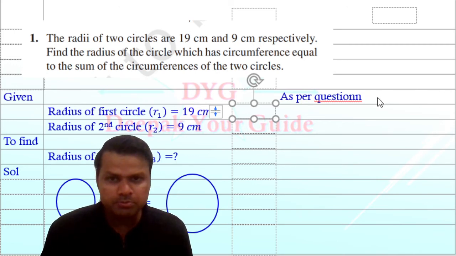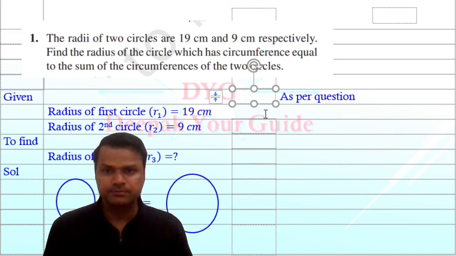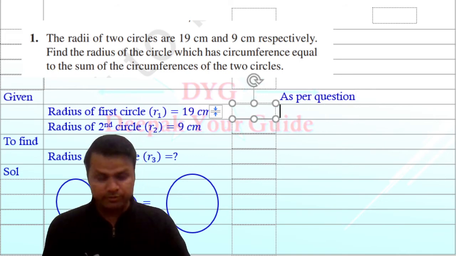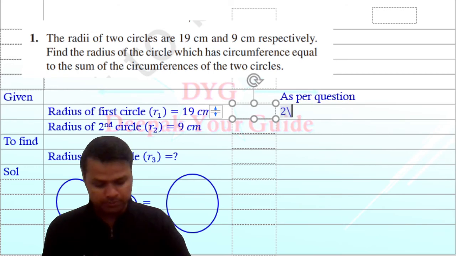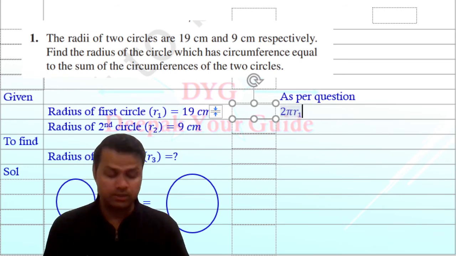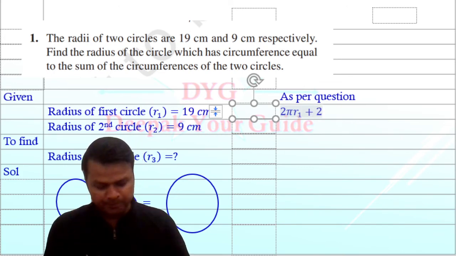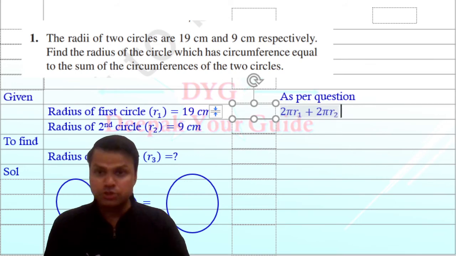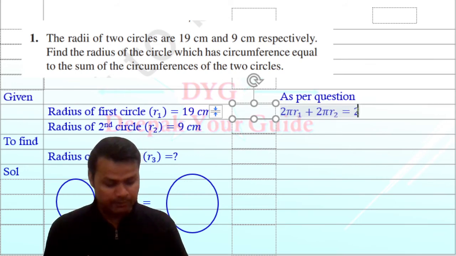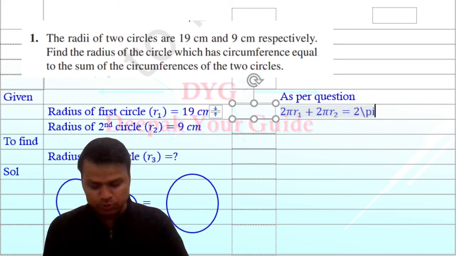So I'm directly writing the formula. Let me correct this spelling. As per the question, the circumference of one circle is 2 pi and the radius will be r1. So 2 pi r1 plus, because addition means sum, plus 2 pi r2. So I'm adding the second, and if I add them, what am I going to get? I'm going to get the circumference of the third circle, that will also be 2 pi r3.